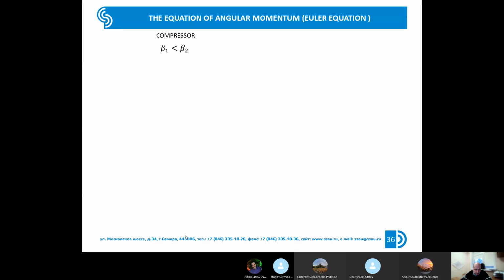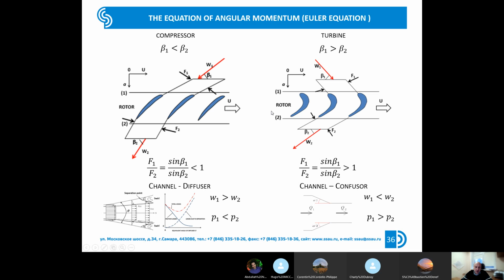So, do you see it? Yes. Perfect. So, let's discuss the turbine. As you understand, in the turbine we receive the opposite picture. One second.